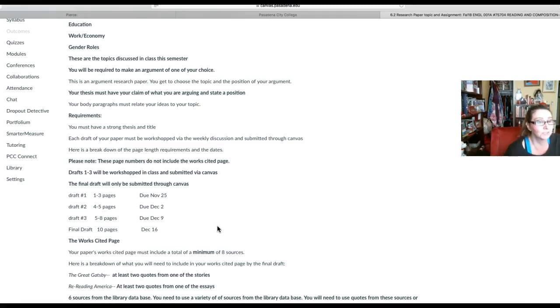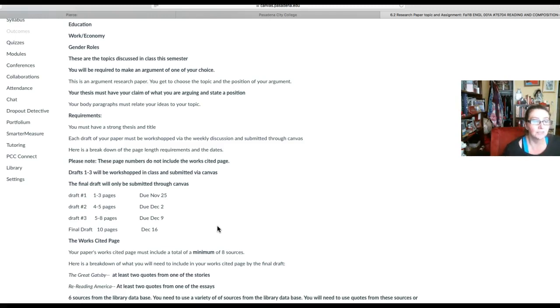Here's a breakdown of what you will need to include in your works cited page by the final draft. The Great Gatsby, at least 2 quotes from one of the stories. Rereading America, at least 2 quotes from one of the essays. So you're going to be refining your paper from draft to draft, so you don't have to do everything by next Sunday. So don't worry about that. You're just going to be working on your draft.